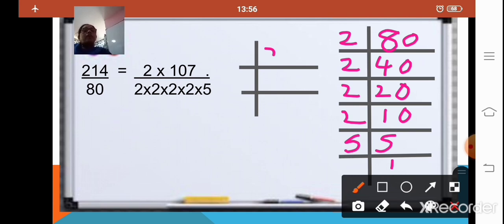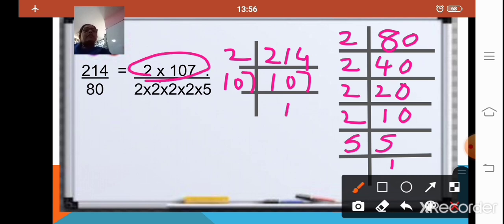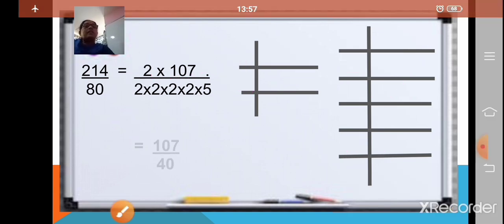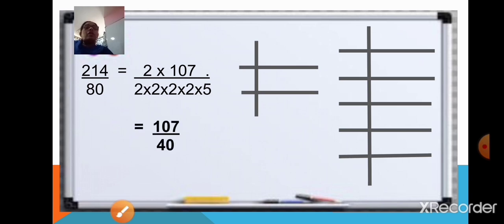So for 214, we had 2 into 107. These are the prime factors for 214 and this for 80. Now what we have to do is cancel the common ones. Yes. So any other number which is common in numerator and denominator? No. So your final answer is 107 upon 40. Okay, so that means you have reduced the sum to the lowest term.